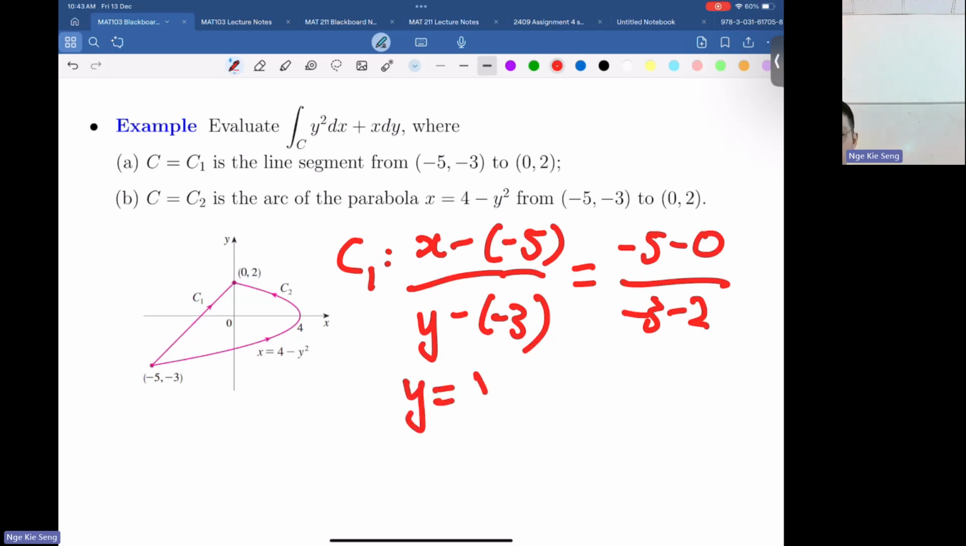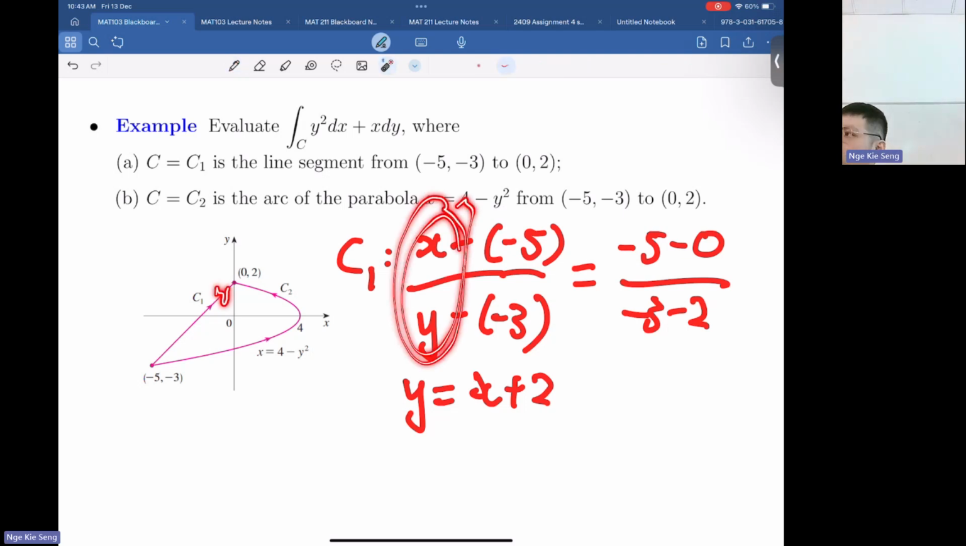y equals x plus 2. Okay, so you look at the ratio between two points. And then what's the xy here? The xy here represents all the other points on the line. So basically you are looking at the ratio between two points. What's the ratio there? The ratio is about the difference of x and the difference of y.